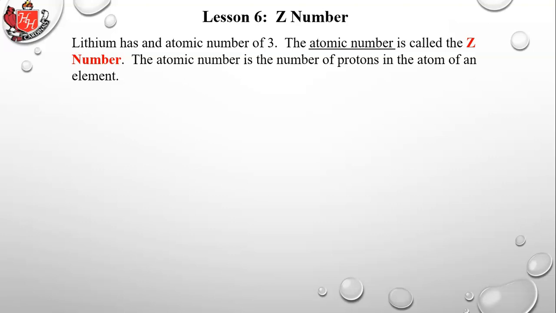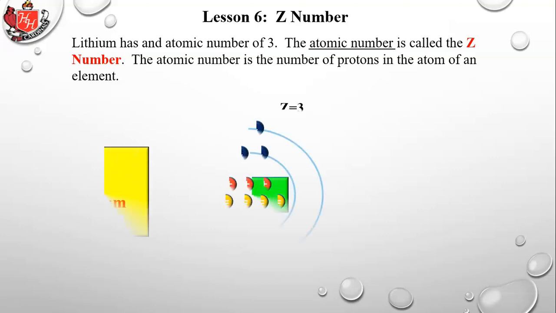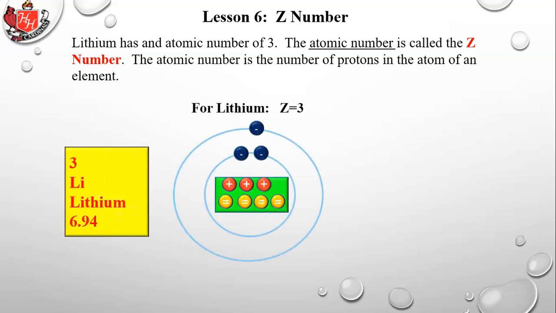The atomic number is called the Z number. The atomic number is the number of protons in the atom of an element. So if we look at lithium, there it is. That yellow box will show you the way it will appear on your periodic table. So atomic number at the top is the number of protons. Li is the abbreviation for lithium, then the name lithium in English. In the English language, we call it lithium.